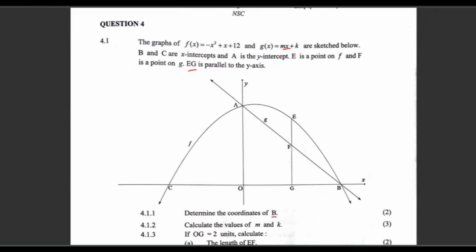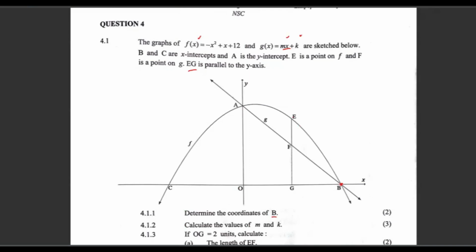They want us to get the coordinates of B. So we know that B is a point where two graphs are cutting. And one other unique feature about B is that it's the x-intercept. Okay, so we cannot use G since we don't know the values of G, but we can use F.